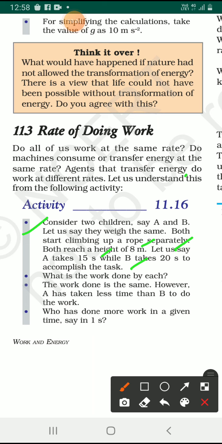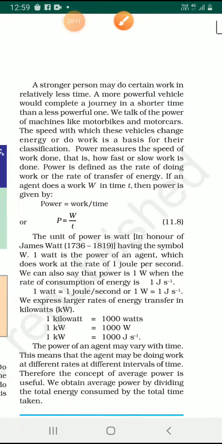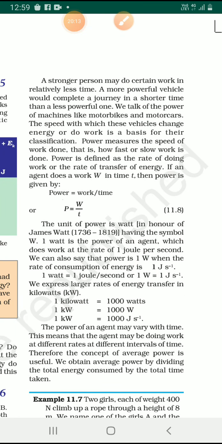Next, what is the work done by each? The work done is the same. However, less time is taken by boy A to do the work. So who has done more work in the given time, say in 1 second? You know that boy A has done more work in 1 second because he has climbed more. So in this way, a stronger person may do certain work in relatively less time.